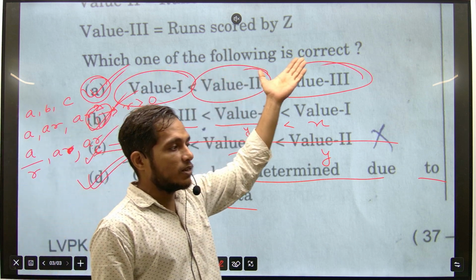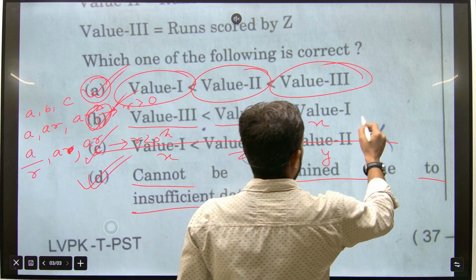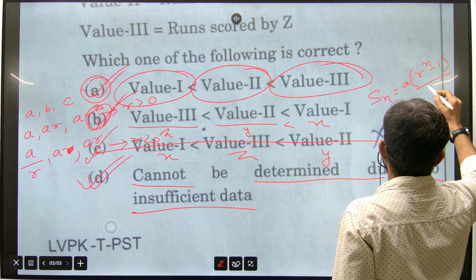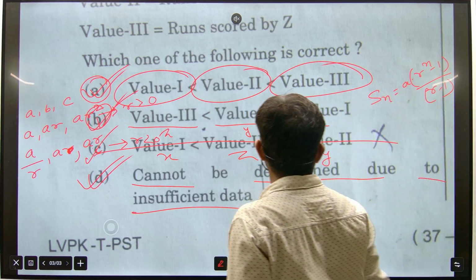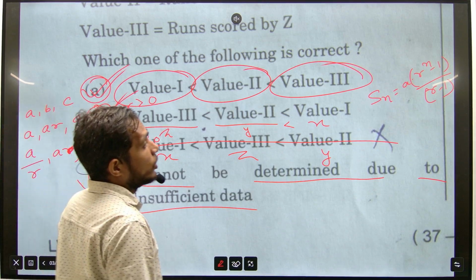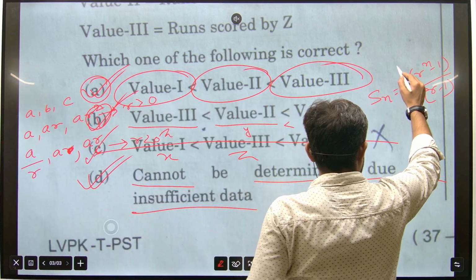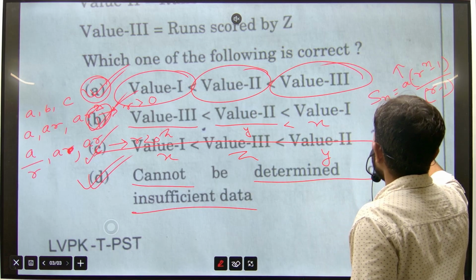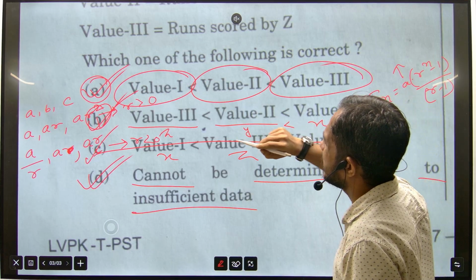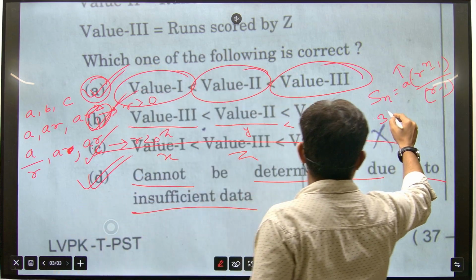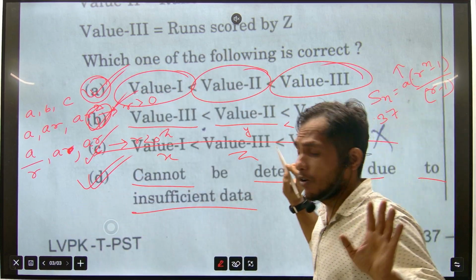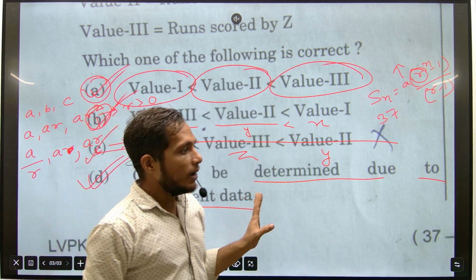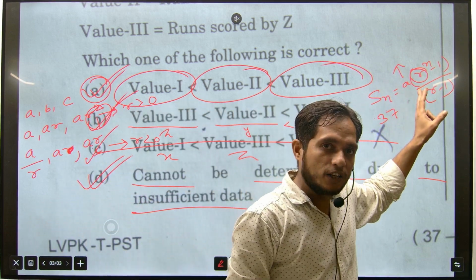Because the ratio is not given. If we apply Sn is equal to A into R to the power n minus 1 upon R minus 1, this is the sum of a geometric progression. If A is given, then we can find the value of Sn, where Sn is equal to x plus y plus z. What is given here? I think 37. So with 37, we can find it out. If R is given, we can also find it out. But neither A nor R is provided.